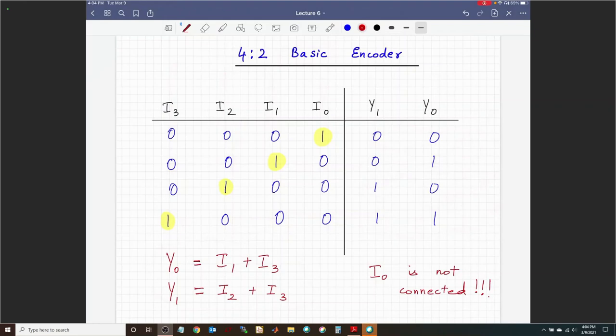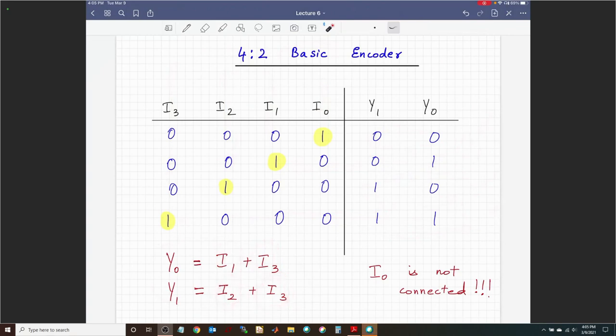I'll show you guys diagrams. It's not connected to anything internal to the chip. It's like the output enable, so it can be used for that purpose. It can be used for detecting whether at least one of the inputs is active or not. But internal to the chip for a basic encoder, it is not connected to anything. All right, so those are your logic expressions. So this is just an OR gate, right? This is I1 or I3. Over here, this is I2 or I3.